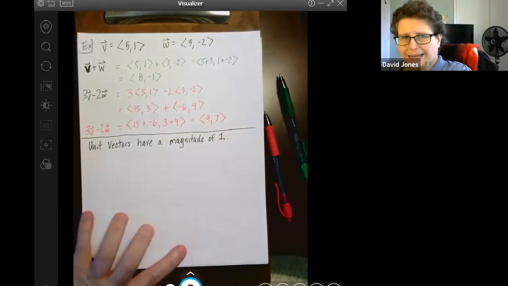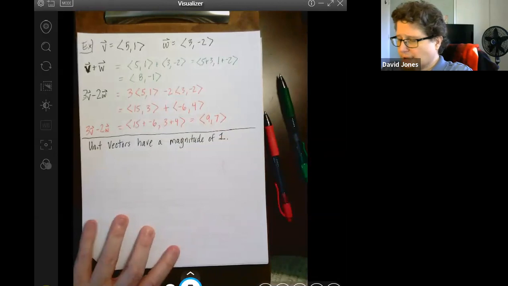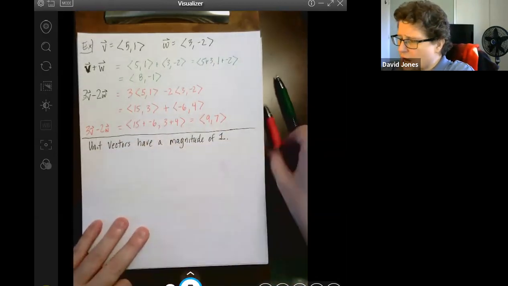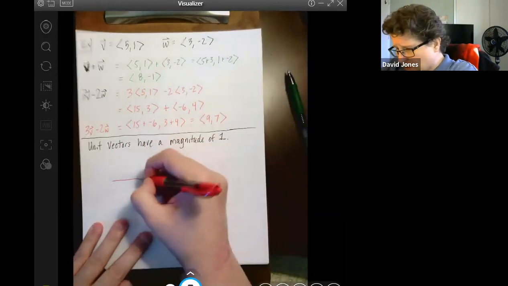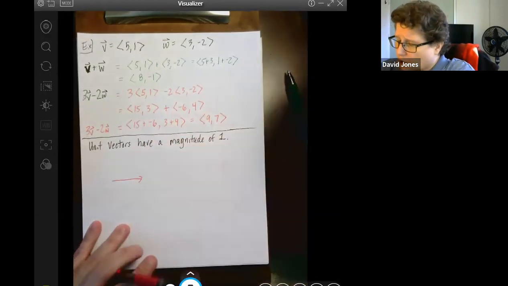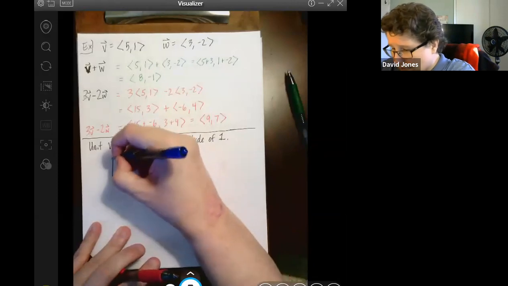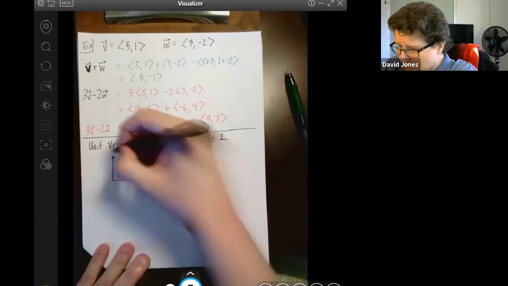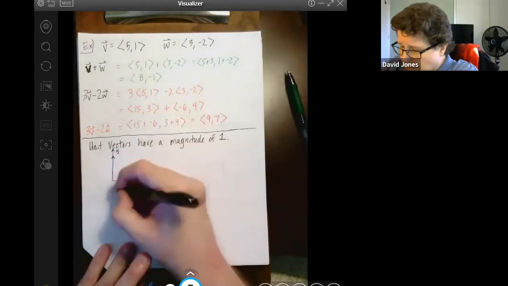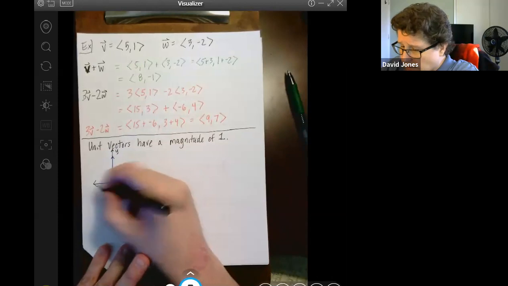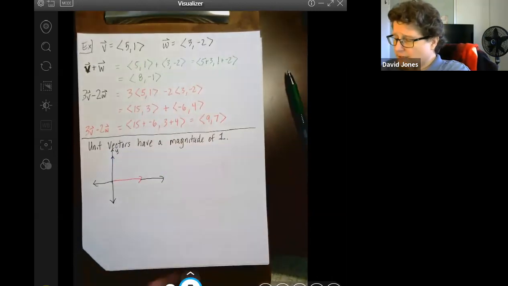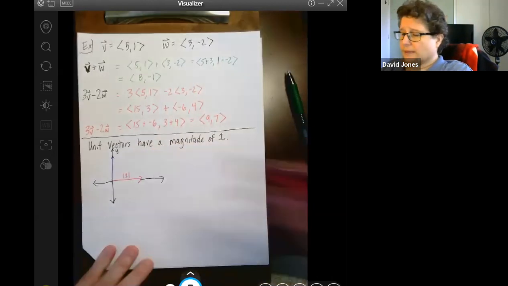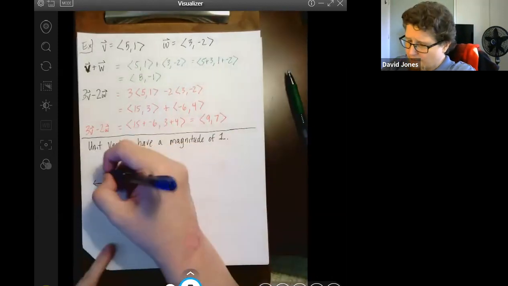They can point in any direction from the origin. The two most common unit vectors are along the x and the y axis. So let's say this is x, this is y. This length here has a magnitude of 1. This length here has a magnitude of 1.